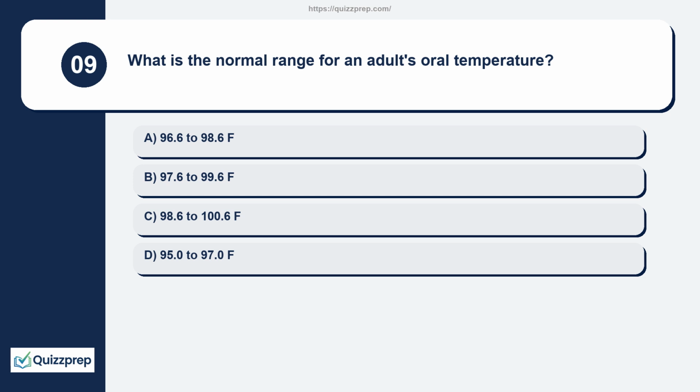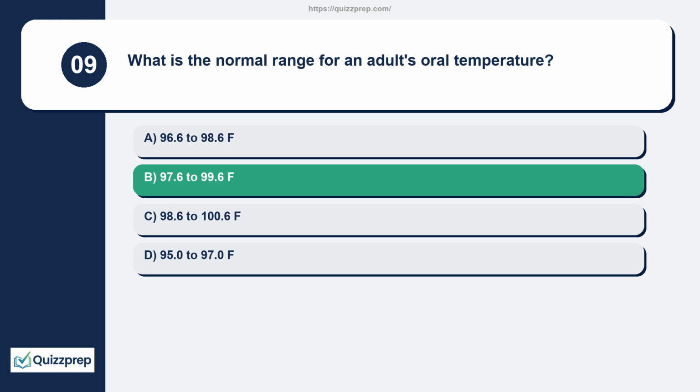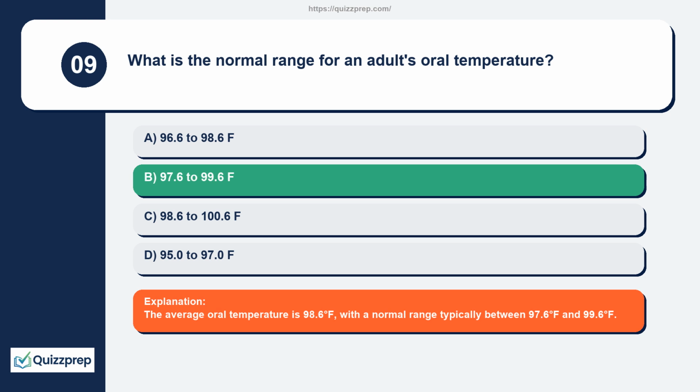Question 9. What is the normal range for an adult's oral temperature? 96.6 to 98.6 F, 97.6 to 99.6 F, 98.6 to 100.6 F, 95.0 to 97.0 F. The average oral temperature is 98.6 degrees Fahrenheit, with a normal range typically between 97.6 degrees Fahrenheit and 99.6 degrees Fahrenheit.